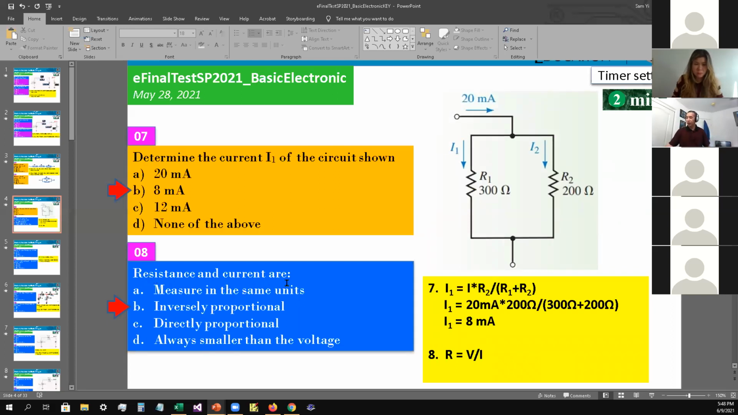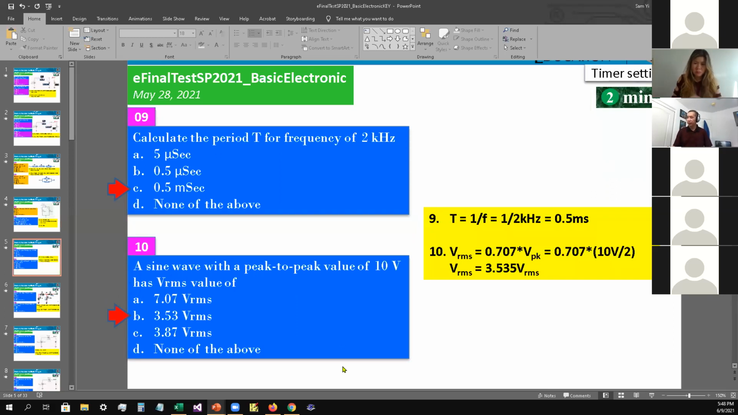Resistance and current are inversely proportional because resistance equals voltage divided by current. That means if the current goes up, the resistance goes down. The value of the resistance decreases. If you increase current, you have to decrease the resistance, or if you increase resistance, you have to decrease the current. So that's why the answer is B as in boy. Okay, next one.